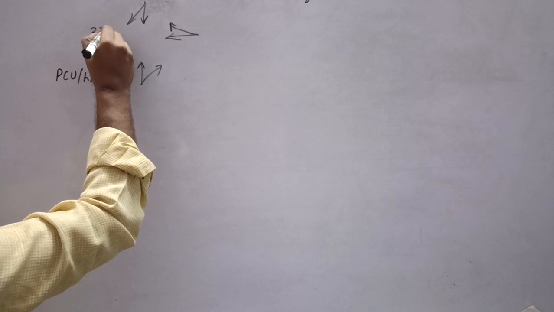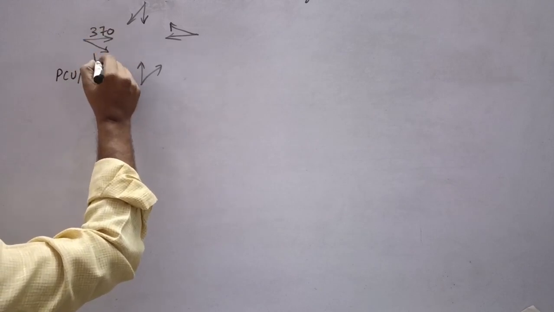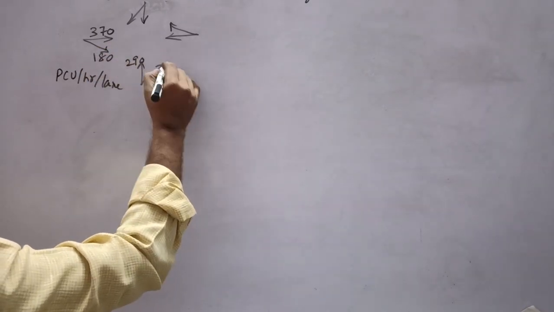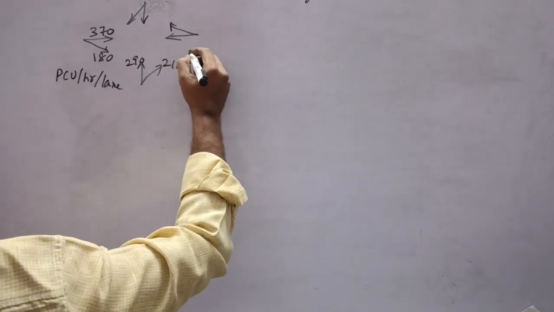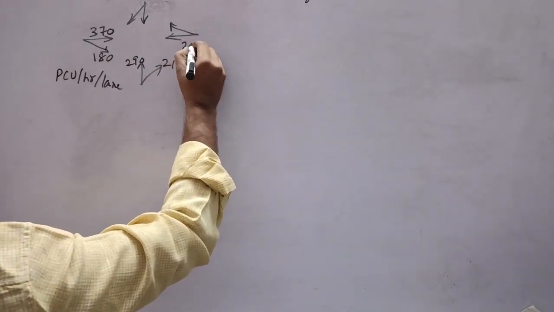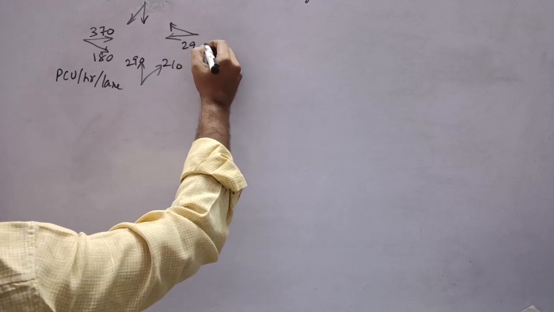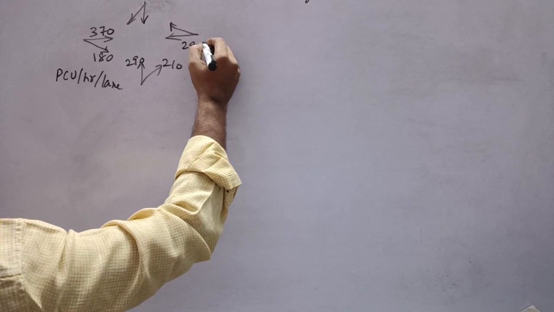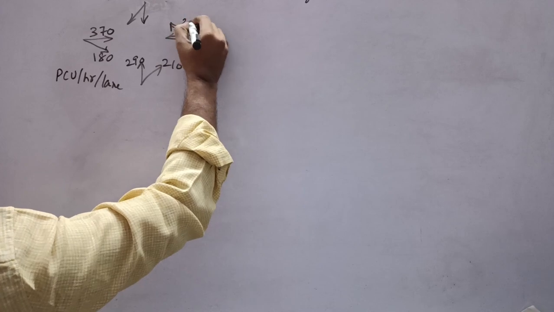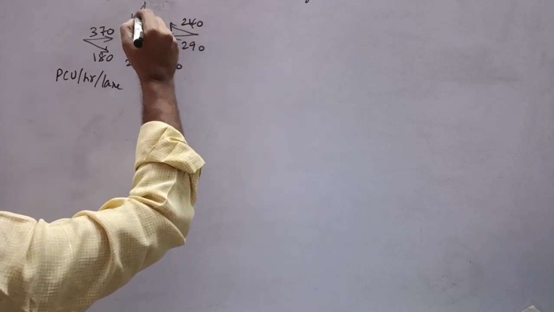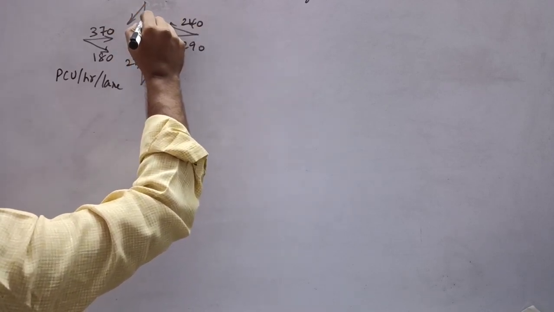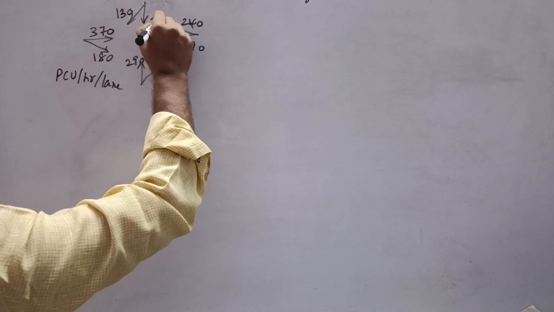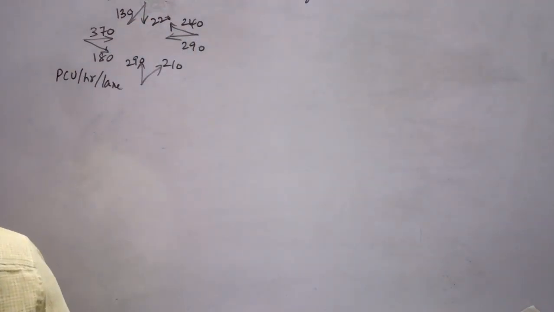370, 180, 290, 210, 290, 240, 220, and 130. Something like this.